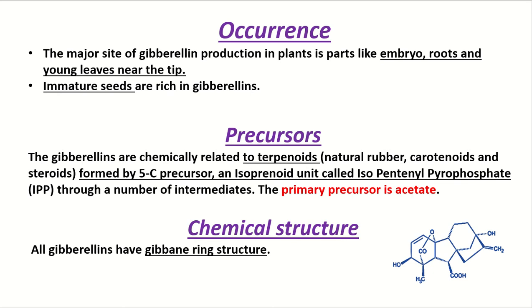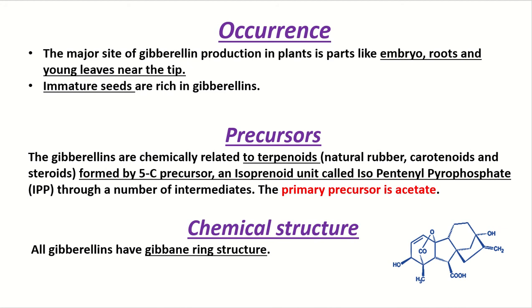Occurrence. The gibberellic acid or gibberellin is produced by the plant in regions like the embryo, roots and young leaves which are present near the tips. Even in immature seeds, the concentration of gibberellin is much higher when compared to other parts.